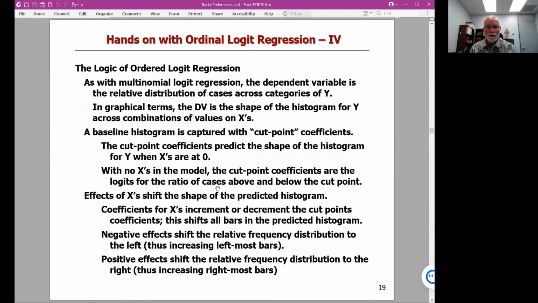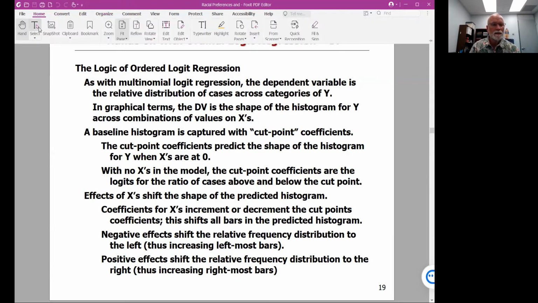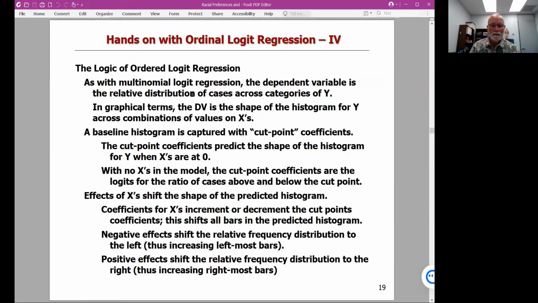The dependent variable that we're thinking about is a set of categories. And that means the dependent variable is the relative distribution of cases. You could think of that then as a histogram for Y.